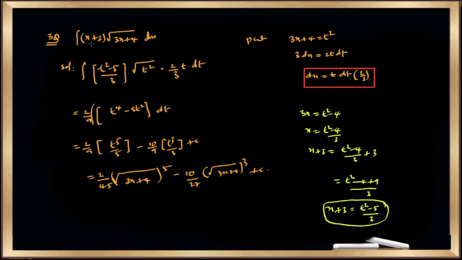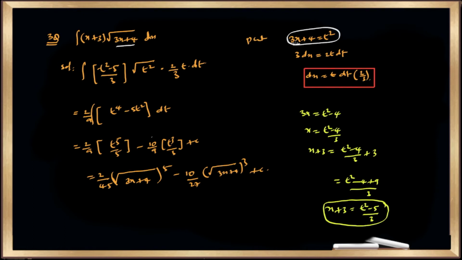Next, the third one is x plus 3 into root over 3x plus 4. So under root 3x plus 4 is there. So put 3x plus 4 equals to t square. If you differentiate with respect to x, 3 times dx, and 4 is 0. The differentiation of t square is 2t dt. So dx we can write as 2t dt divided by 3, so 2 by 3 t dt. Okay.